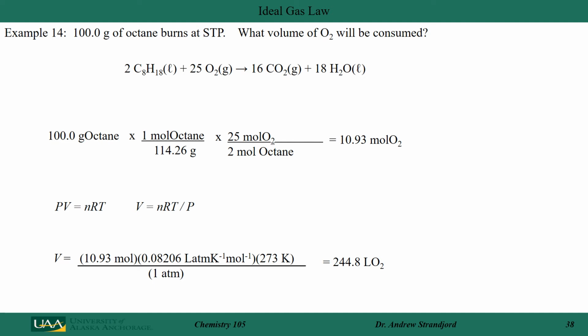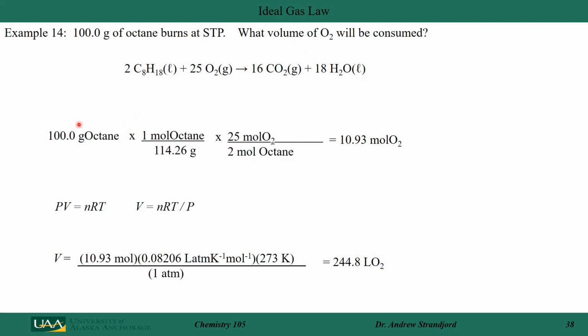In ideal gas law example number 14, I'm going to start off with 100 grams of octane and I'm going to burn it. And I'm going to burn it at standard temperature and standard pressure, so I know those values. The question is what volume of O2 will be consumed? So I still have to write my balanced chemical reaction equation: 2 moles of octane plus 25 moles of oxygen gives me 16 moles of CO2 and 18 moles of water. I first want to calculate from the initial mass of my octane and my reaction equation the number of moles of oxygen that will be consumed.